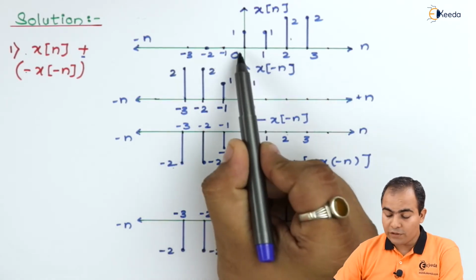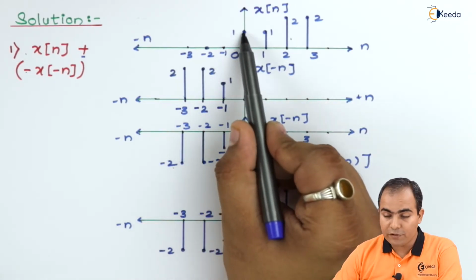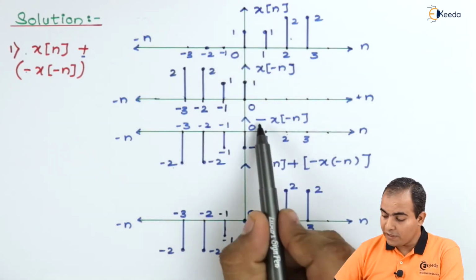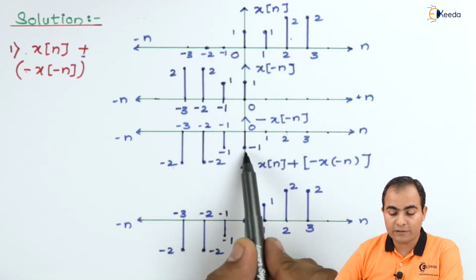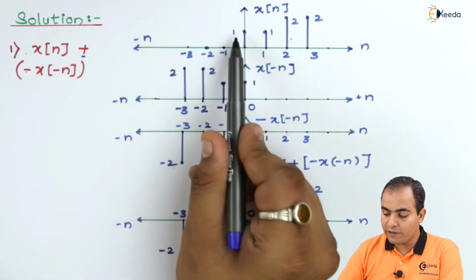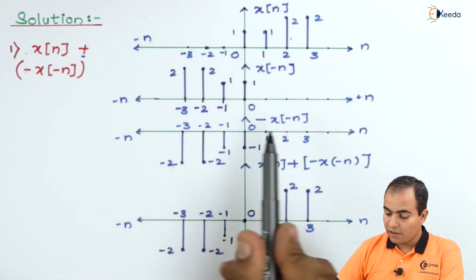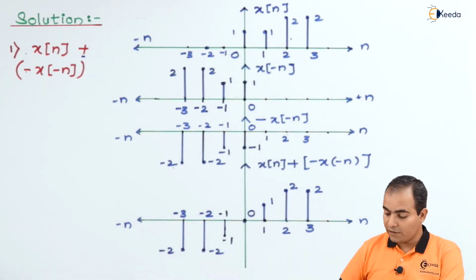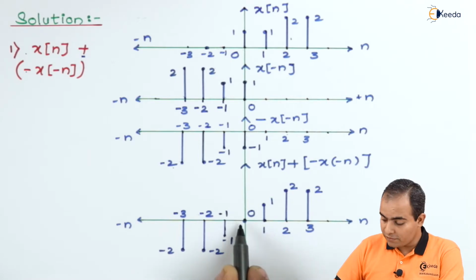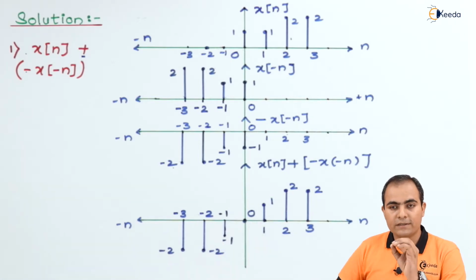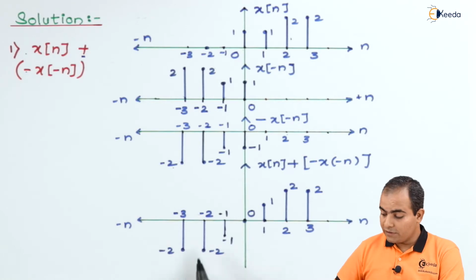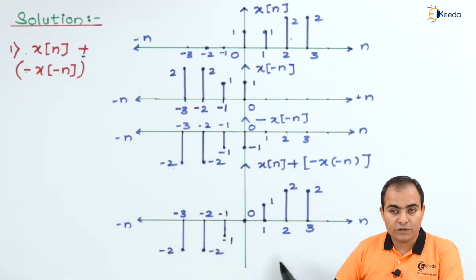But look at the origin. Here we have amplitude 1 in x of n, and in minus of x of minus n here we have amplitude minus 1. So if we add these two values, plus 1 and minus 1, what you will get? They both will cancel each other, which means at origin your amplitude is 0. Now this is the first part solution.